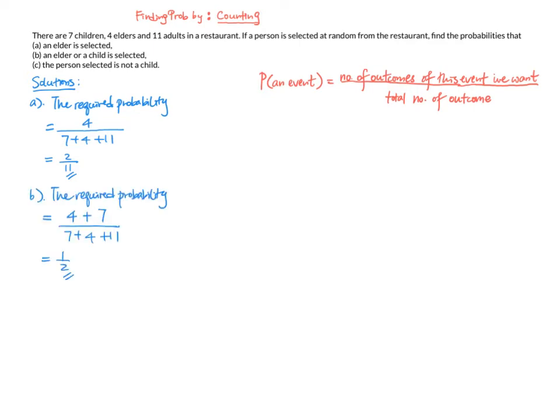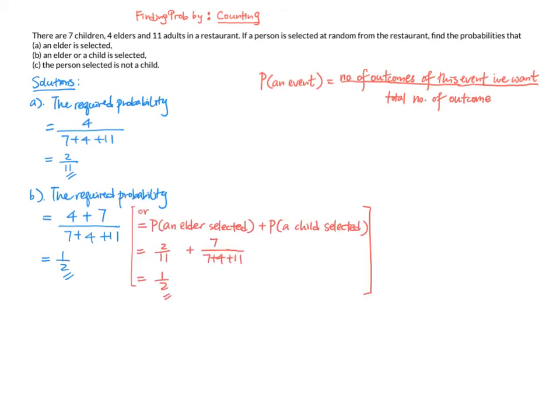So part B, this time we wanted the probability that an elder or a child is selected. So the denominator is the same, the total number of outcomes, that is 22. And the numerator is just the total number of elders plus the total number of children. Now the other way to look at it is you want to add together the probability of picking an elder and the probability of selecting a child.